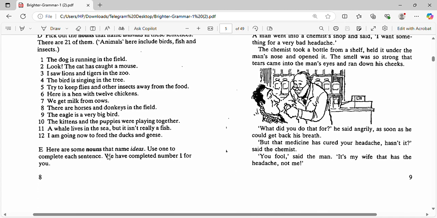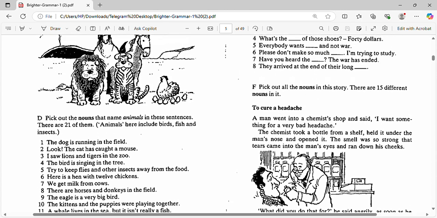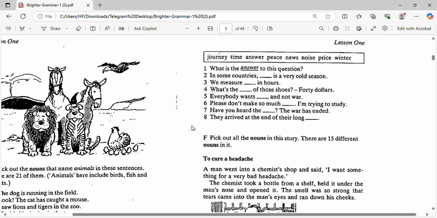Here are some nouns that name ideas. Use one to complete each sentence. We have completed number one for you. So let's move on. Now we have journey, time, answer, peace, news, noise, prize, winter. What is the dash to this question? What is the answer to this question? And number two, in some countries, dash is a very cold season. Winter. We measure dash in hours.